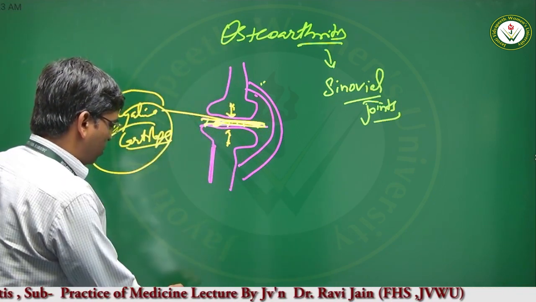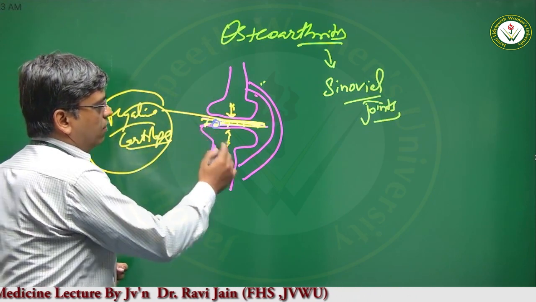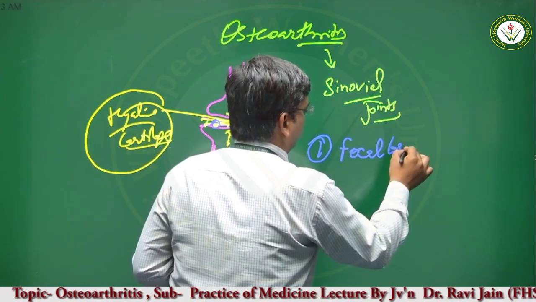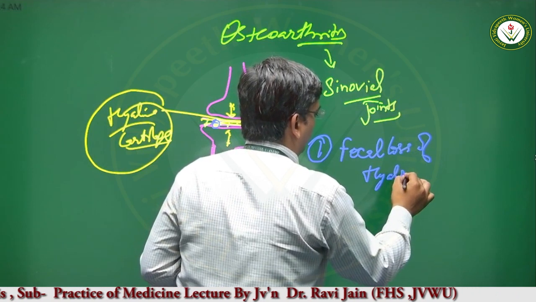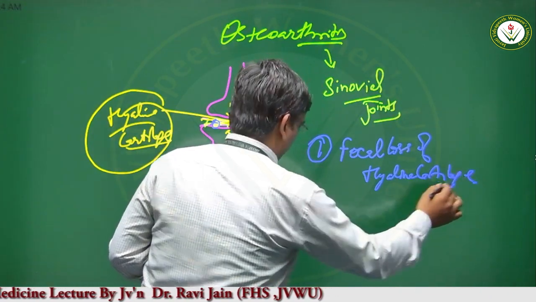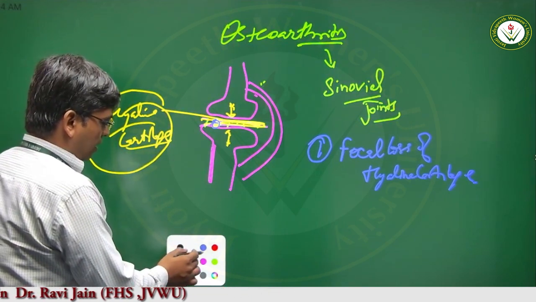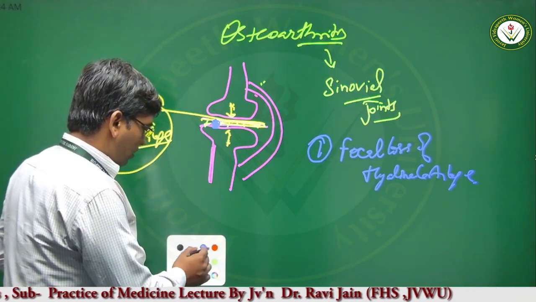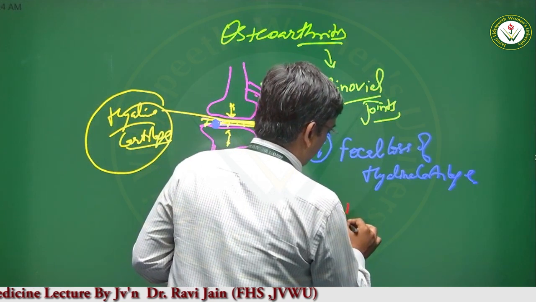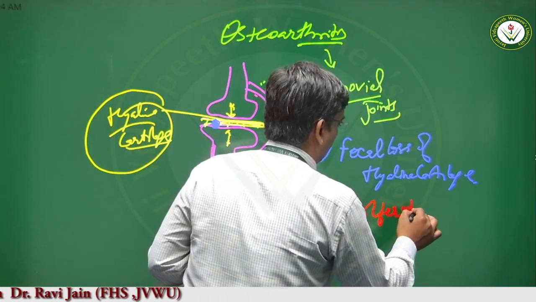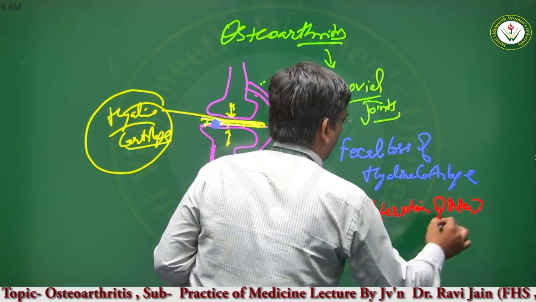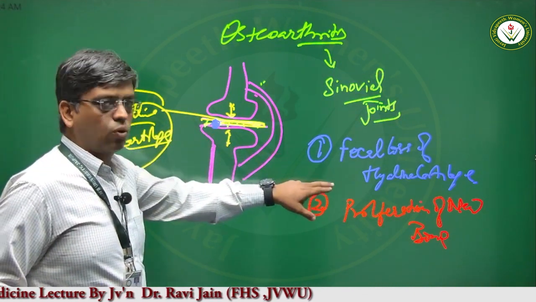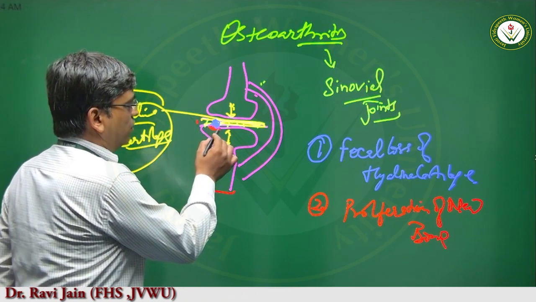Now what happens in case of osteoarthritis is, there is focal loss of hyaline cartilage, meaning there is loss of hyaline cartilage at this particular place. The second point is proliferation of new bone at the site of degeneration. There is focal loss of hyaline cartilage, and there is destruction of this bony surface.